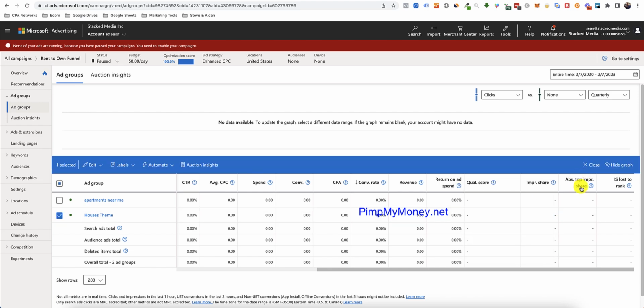The absolute top impression share is the amount of times you're showing in the very first position. And your loss to rank is simply the inverse of your impression share. So if you're shown 70% of the time, it means you've lost 30% to some sort of ranking issue. They used to tell you, you need to bid higher, you need a better landing page, things like that. They don't tell you that anymore. So this column is kind of useless. I just like to have it there.